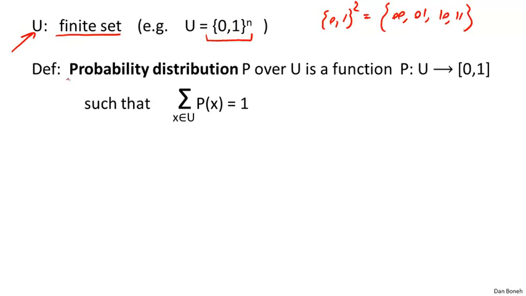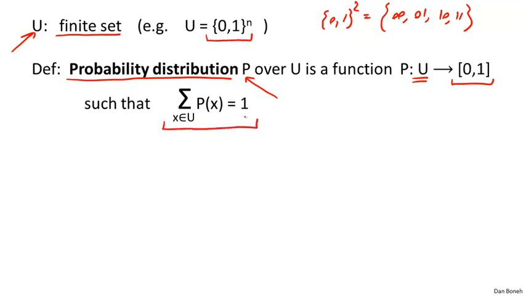Now, a probability distribution over this universe U is simply a function which I'll denote by P, and what this function does is it assigns to every element in the universe a number between 0 and 1. This number is what I'll call the weight or the probability of that particular element in the universe. Now there's only one requirement on this function P, and that is that the sum of all the weights sum up to 1.